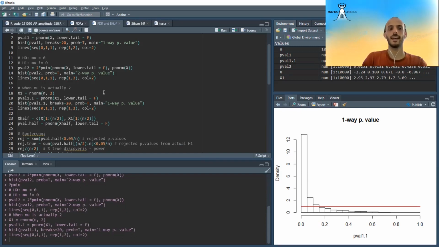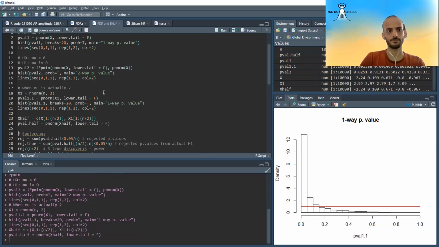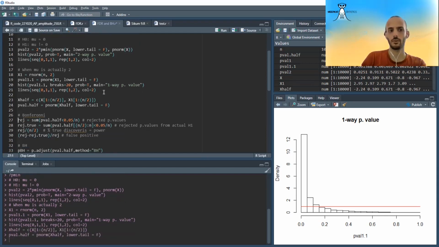Okay, so let's take a sample where half of the hypotheses come from the null hypothesis and half come from mu equal 2. And now let's use the Bonferroni method. So the Bonferroni method just says, you want your alpha to be 0.05, in order to control the family-wise error rate, just divide this alpha by the number of hypotheses. And here we have 10,000. So this is what we will do.